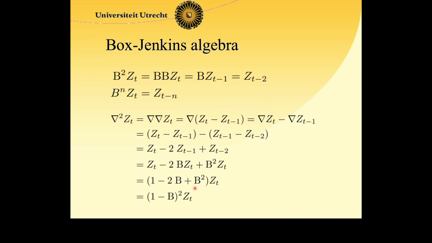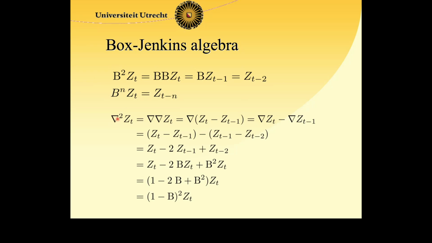Now, just some Box-Jenkins algebra. For instance, if we have B squared Zt, that's the same as B times B Zt. We can replace B times Zt with Zt-1, and B Zt-1 is, of course, Zt-2. So in general, B to the power of n Zt is Zt-n. This is a generalization of the backward operator.